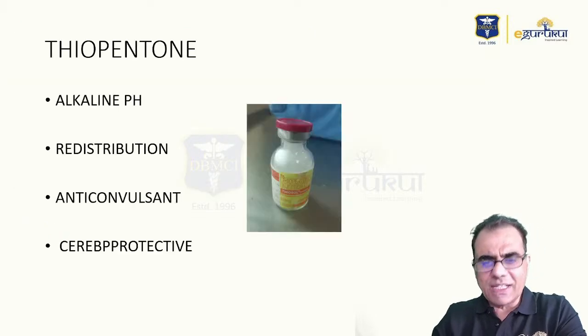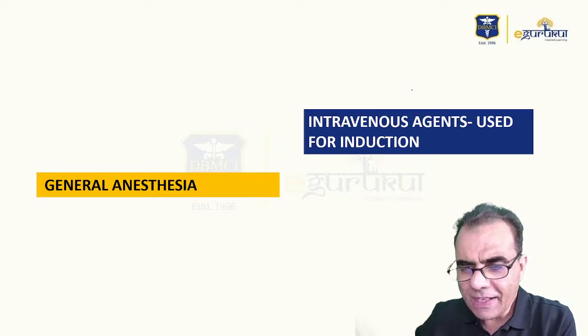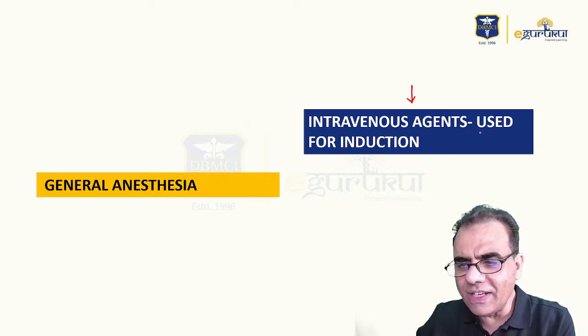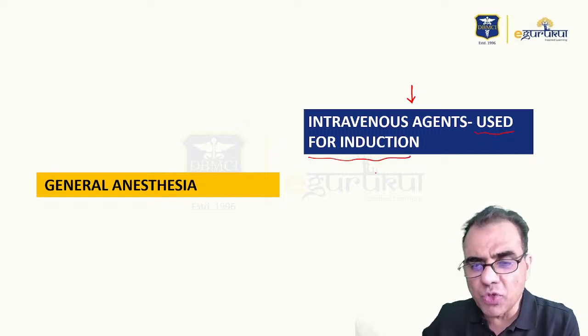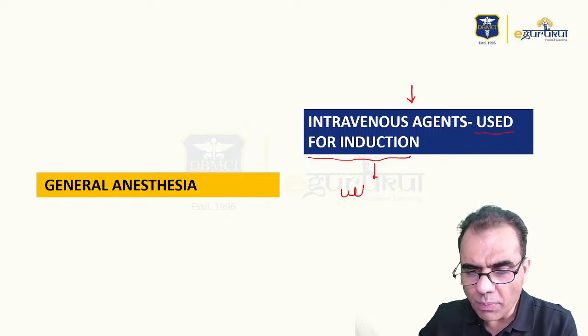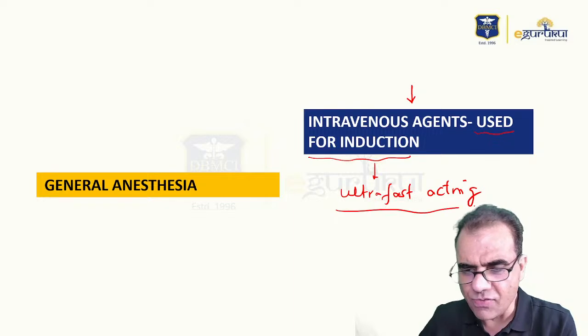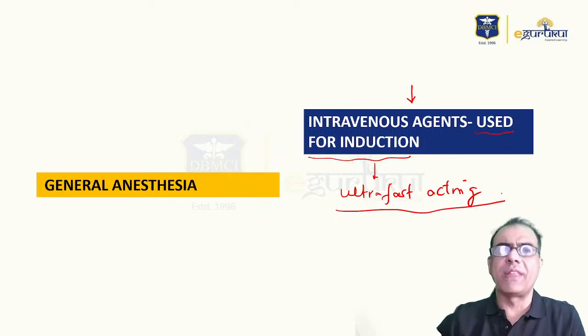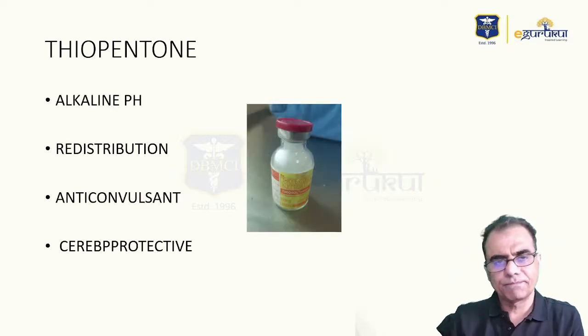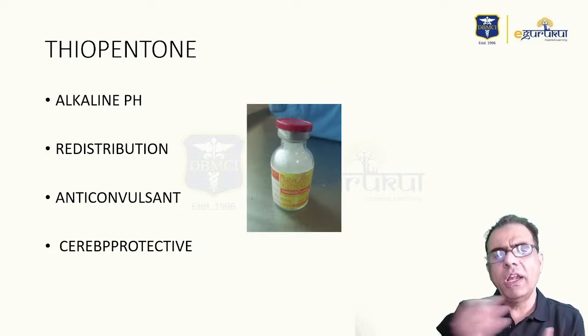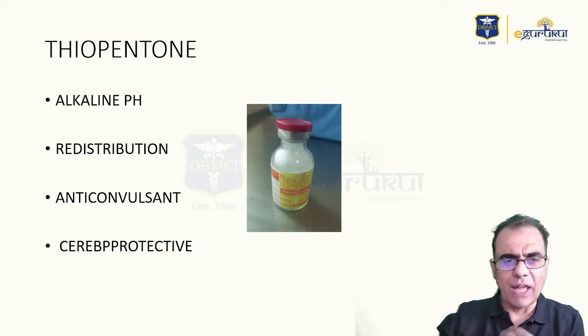So IV agents. We have seen that IV agents, or intravenous anesthetics, are used for induction. And why they are used for induction, I already told you, because they are ultra fast acting. Their action is very fast, so we prefer them for induction. The commonly used induction agents: thiopentone.